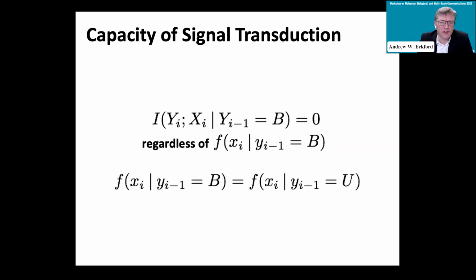What does that imply? What that implies is that I can pick whatever I want. It doesn't matter. I can pick whatever I want for the input distribution when it's bound. So I'm going to pick the same as when it's unbound, which means that whenever I pick the optimal when it's unbound, that's when all the information is being transduced. I'm going to do the same thing when it's bound because it doesn't matter. But effectively that means it's not dependent on the previous state.